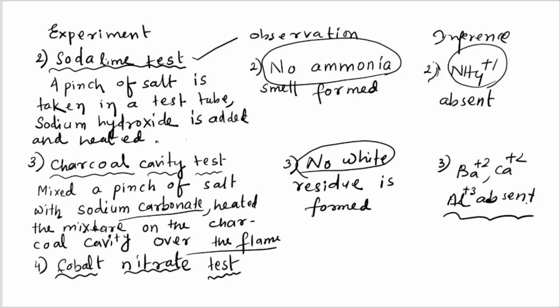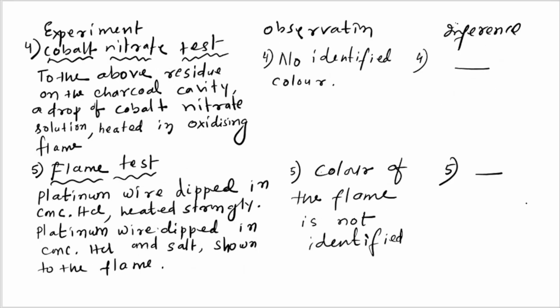After that, we go to the cobalt nitrate test. Since no white residue is formed in the charcoal cavity test, this cobalt nitrate test is not required. If we do it, no identified color is formed. That means no identified color, so it does not indicate any salt.